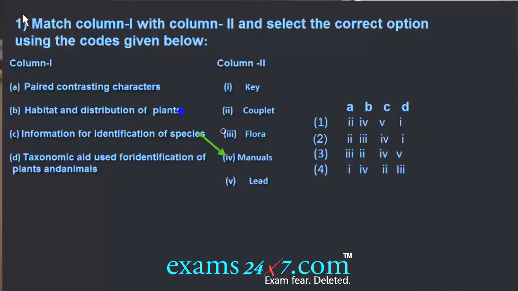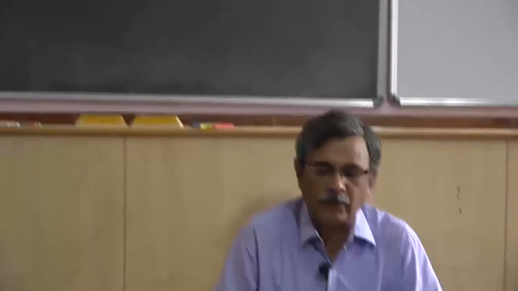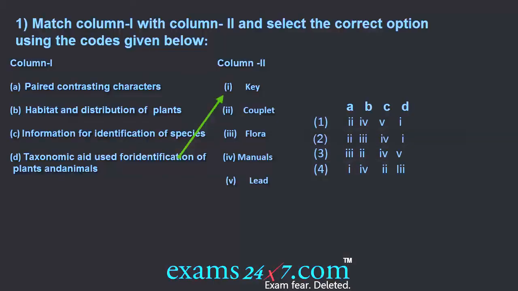Last one, taxonomic aid used for identification of plants and animals. So that is key. So thereby, we know that the answer is option 2. In addition, there is a word called lead. Every statement in the key is called a lead. Now, we move on to question number 2.